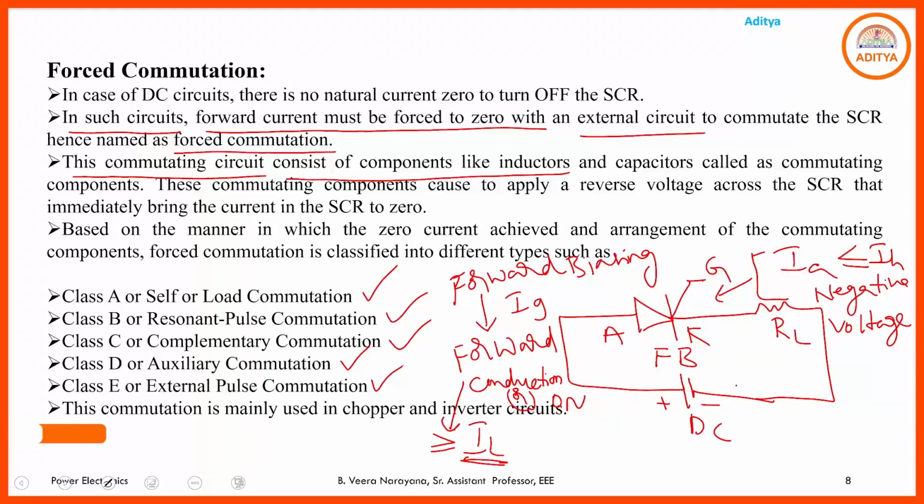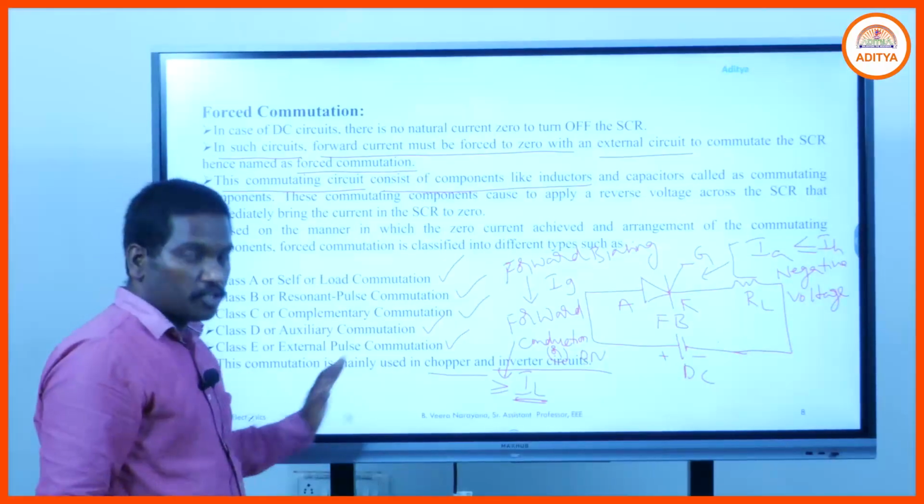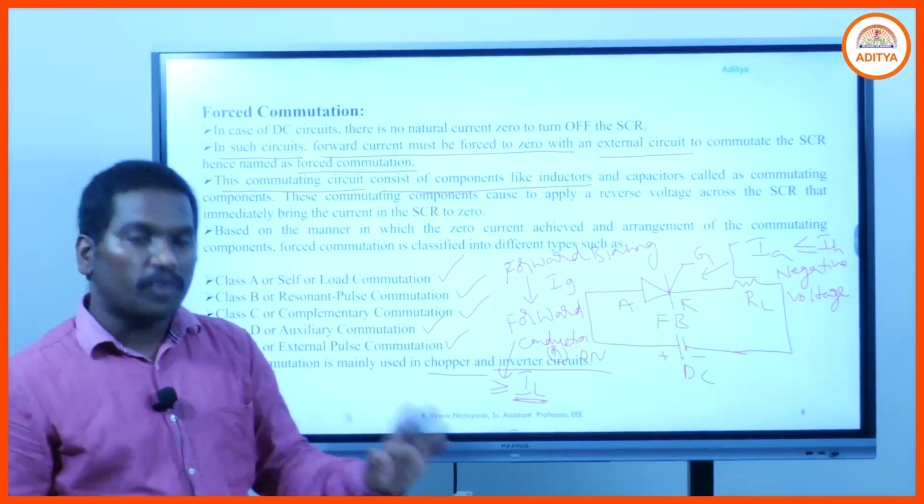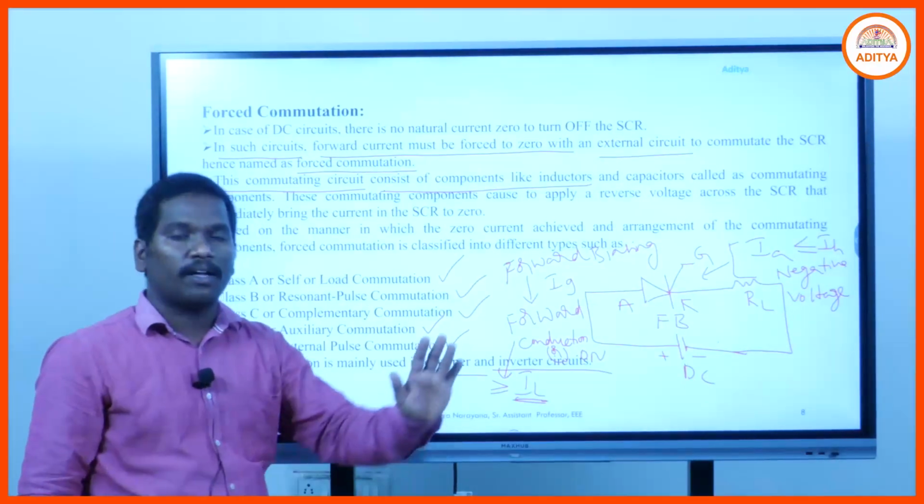These are the different forced commutation circuits, and they are used whenever the circuits are energized by a DC source, like choppers and inverter circuits. So these commutation circuits are mainly used in choppers and inverters, where the circuits are energized by the DC supply.